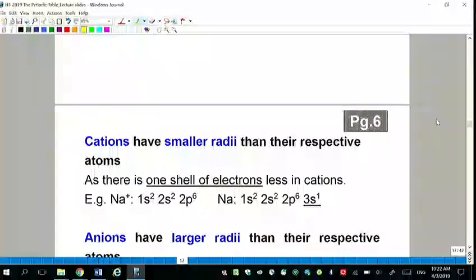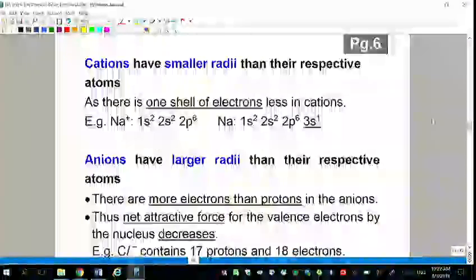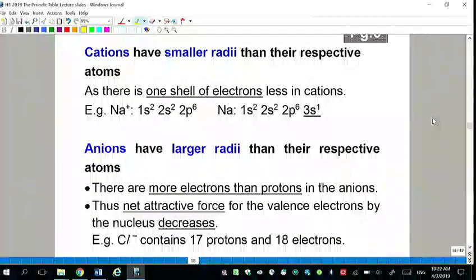Then if I compare cations and the respective atoms, for example the sodium ion as compared to sodium metal, what happens is that sodium metal has one more electron shell, 3s1. When you form the sodium ion, it has lost the electron from the 3s orbital. So with one more shell of electrons in the atom, your cations tend to have a smaller radius as compared to the atom.